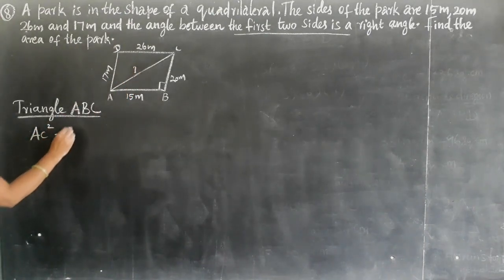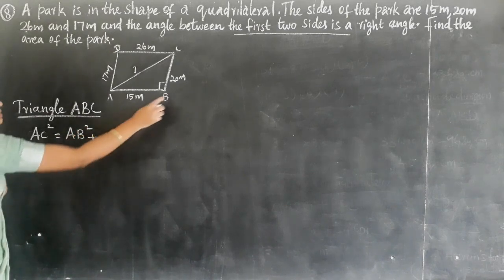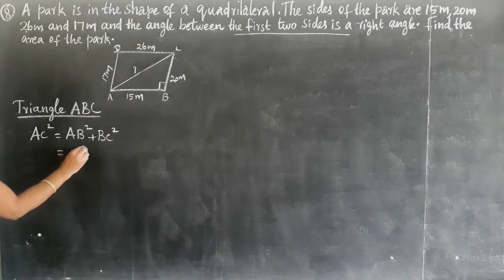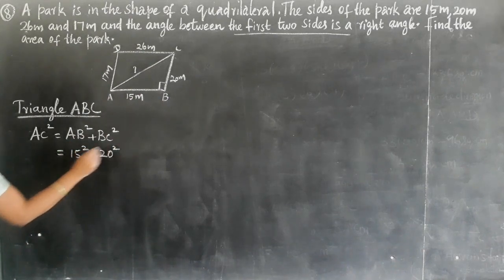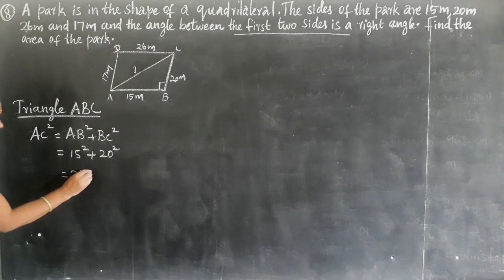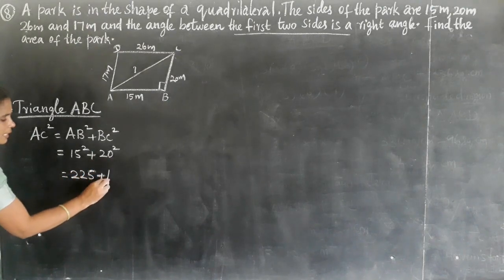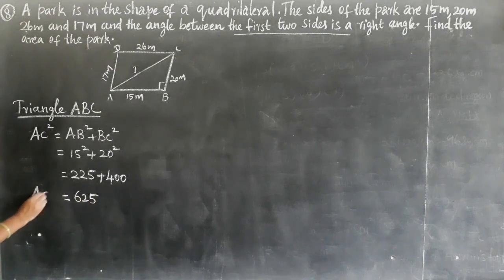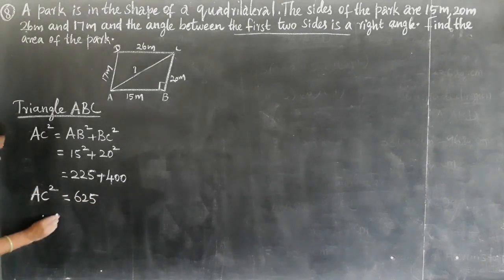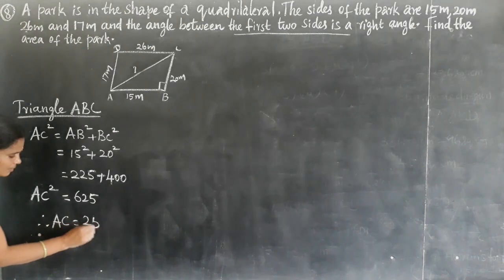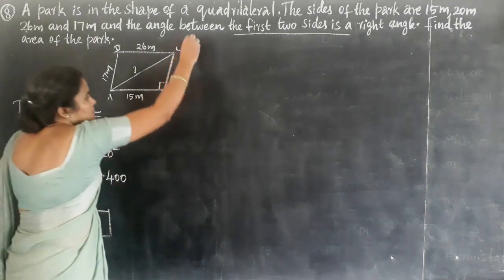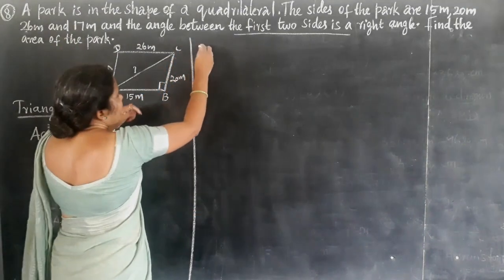AC square is equal to AB square plus BC square. AB is 15 square plus BC is 20 square. So 15 into 15, 225, plus 20 into 20, 400. 400 plus 225 is 625. AC square is equal to 625. Therefore, AC is equal to 25. So it is a right angle triangle.